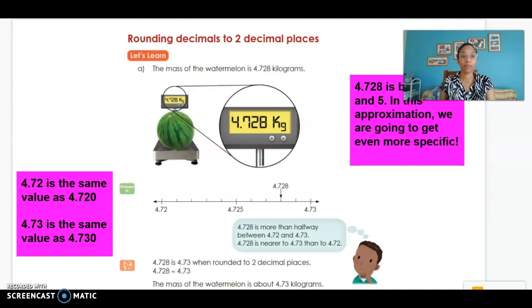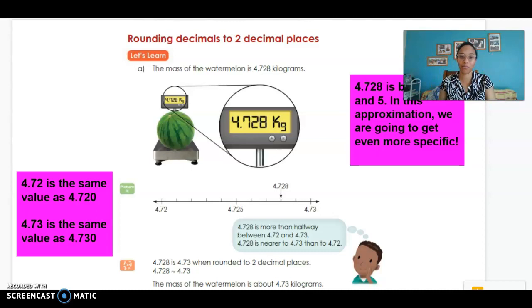Now you can see in the number line, the book has set up your outer bounds. They've chosen 4.72 and 4.73. Remember that 4.72 is the same value as 4.720. That 0, the hero, just holds the place, and it doesn't really change the value when it comes at the end of a decimal. That also holds true for 4.73. It's the same value as 4.730.